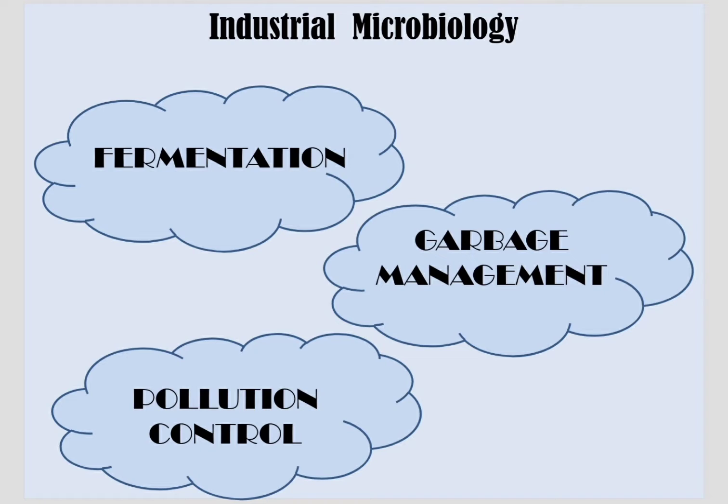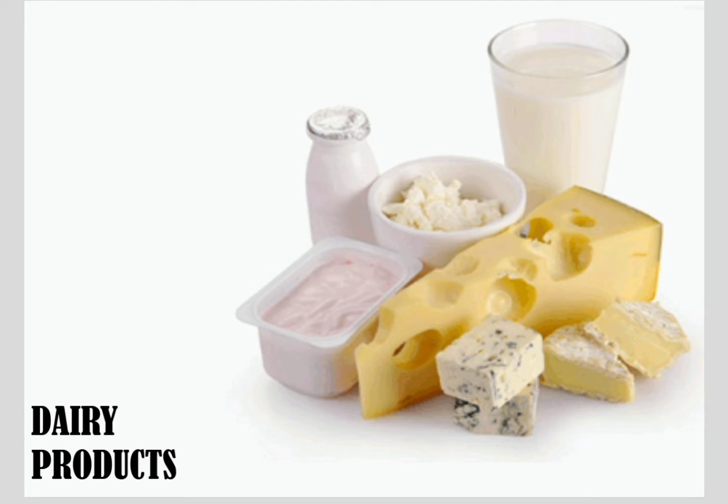Then we will also be looking at garbage management and pollution control. We will be understanding how microorganisms can be used to manage the waste product, the garbage which is being generated by human beings. And we will also be taking a look at how microorganisms can be used for taking certain steps for pollution control. The first thing we look at today under fermentation is dairy products.